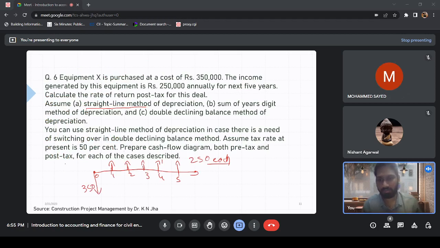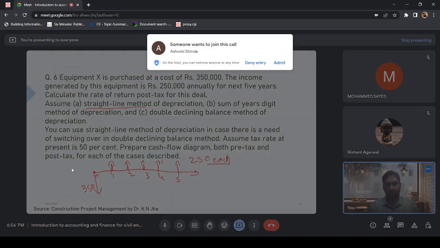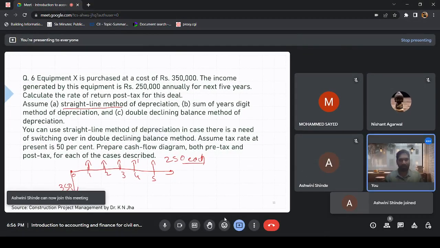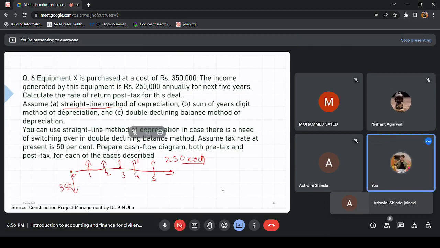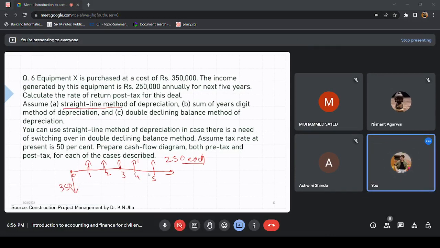Okay, so this was the cash flow diagram. Any question on this part? You agree that this cash flow diagram is correct, right? So we will move forward.